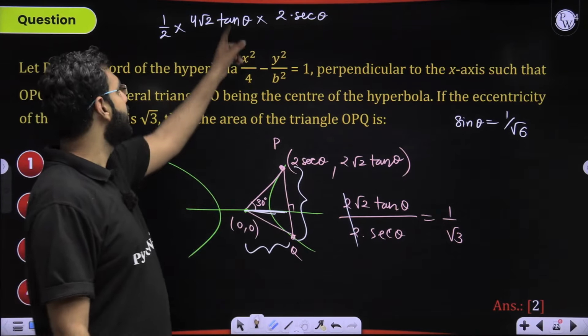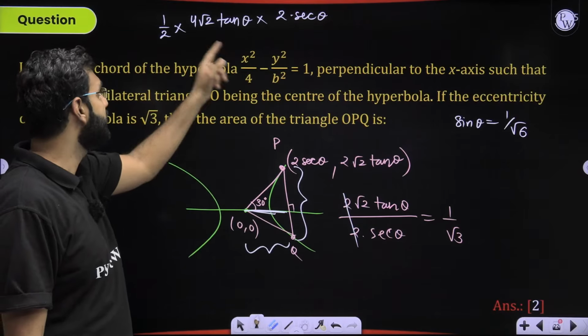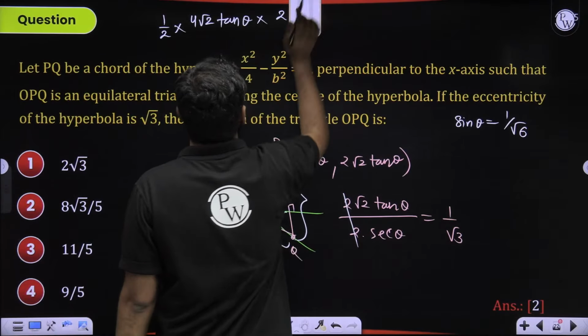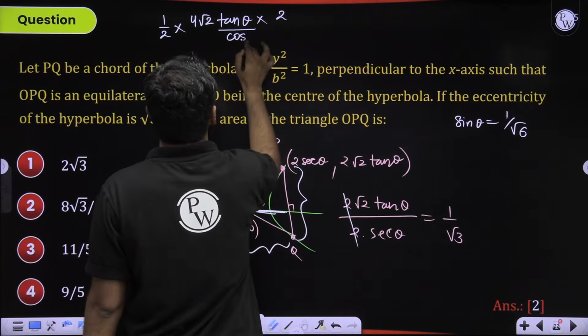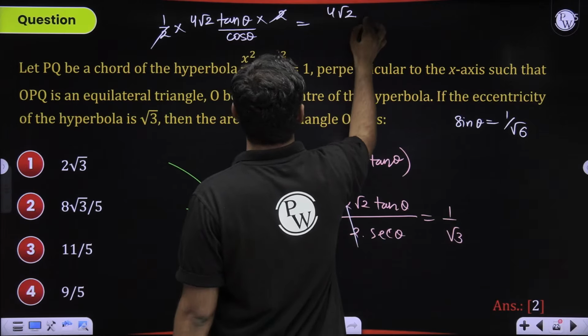Everybody. So tan theta is sin theta upon cos theta. That is 1 upon cos theta. So it should be sin theta upon cos square theta. Or you can write it like this only. Tan theta upon cos theta. And here this 2 and this 2 are cancelled. So I'm left with 4 root 2 tan theta by cos theta.